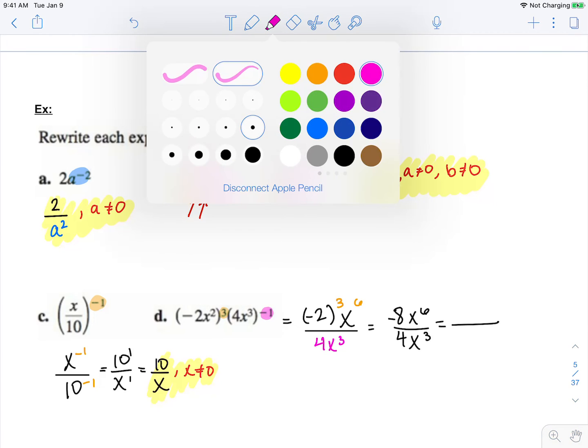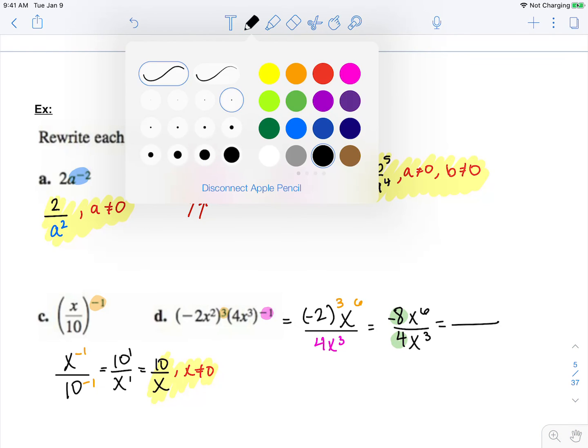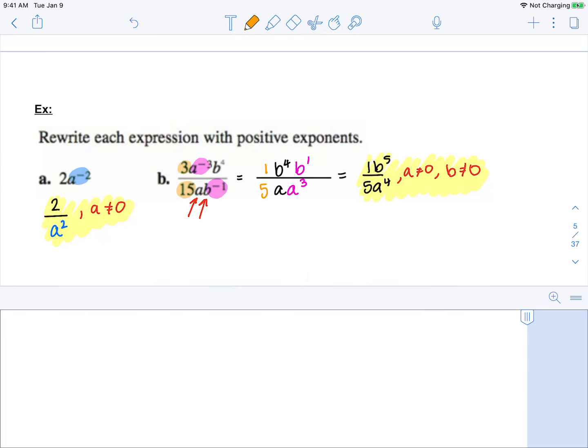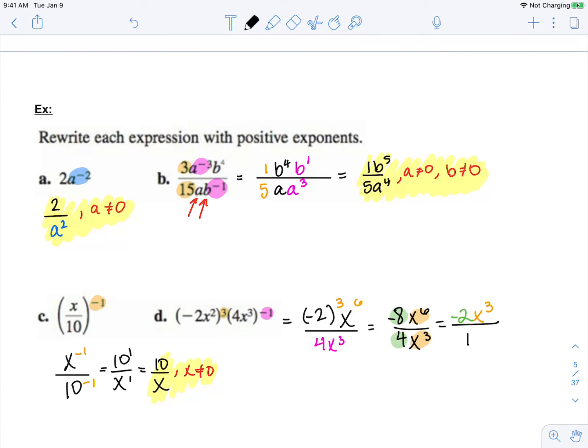Now I will simplify my fraction. Negative 8 over negative 4 is negative 2, and then I'll simplify my x's. X to the 6th over x to the 3rd is x to the 3rd. And what's left in my denominator is just 1. So my answer is negative 2x cubed.